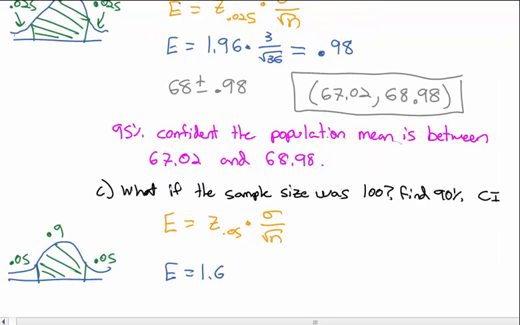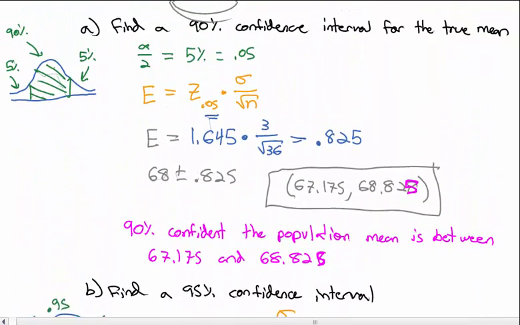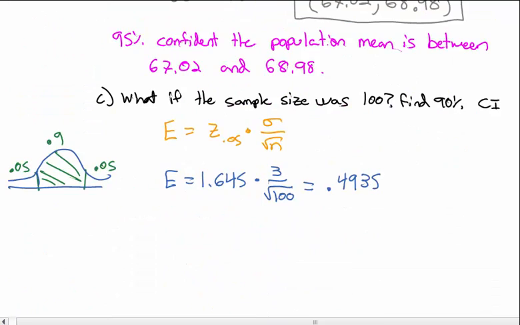So the error is 1.645 times the standard deviation, which is 3, divided by the square root of the sample size. Now the sample size this time we're saying is 100. Notice a bigger sample size, we're dividing by a bigger number. So now the error is 0.4935. How did that compare to the error in A? It was 0.82. Now the error is much smaller, 0.49.